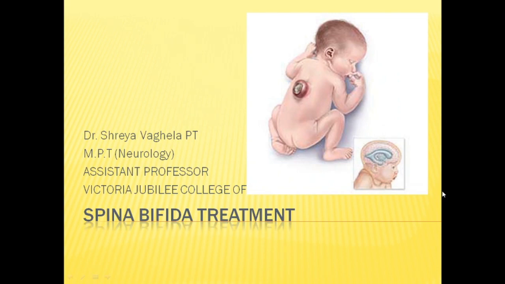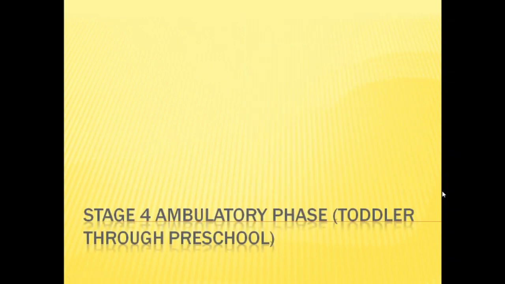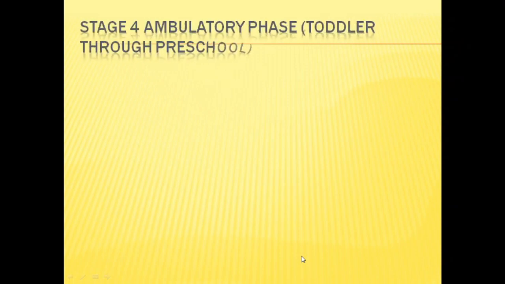Hello students, in the previous video we learned about the pre-ambulatory stages. In this video we are going to learn about stage 4, which is the ambulatory phase, toddler to preschool, right? In the pre-ambulatory phase we prepare the child for ambulation. Now in this stage we teach them how to ambulate.